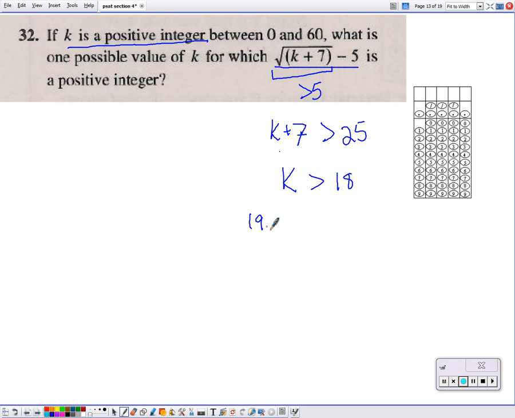So like if we put 19 in, that would be the square root of 19 plus 7, minus 5. 19 plus 7 is 26.